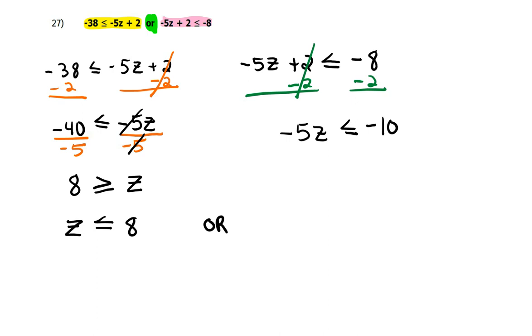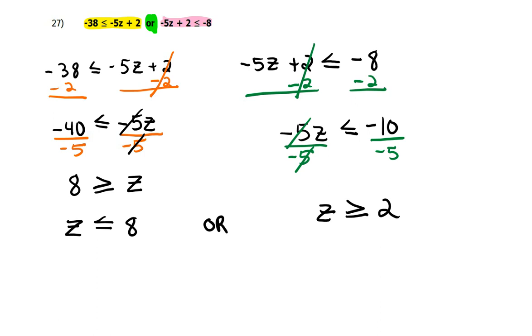And then to get rid of the negative 5, since it's multiplied onto the z, I will divide it off. And what you do to one side, you got to do to the other. And of course, negative 5 over negative 5 makes that a positive z, but I, again, just divided by a negative. So I have to flip my less than or equal to a greater than or equal to, and negative 10 divided by 5 is a 2.